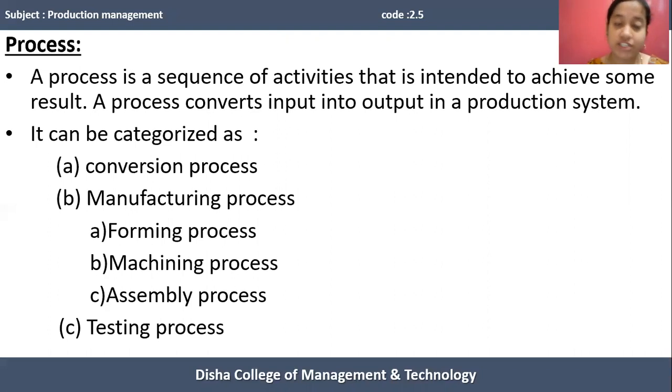Next is the manufacturing process. By using the manufacturing process, the manufacturer produces a unique product. Again, the manufacturing process is categorized into three categories. First one is the forming process, machining process, assembly process. In forming process, generally, forming process involves the foundry process. Foundry means it is a process of producing casting.